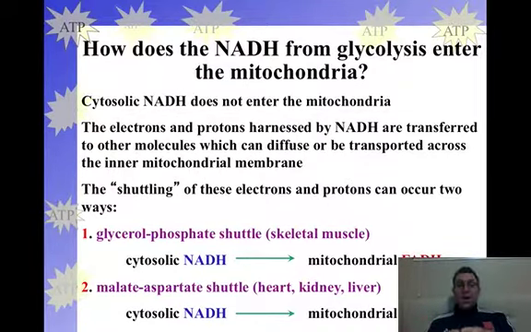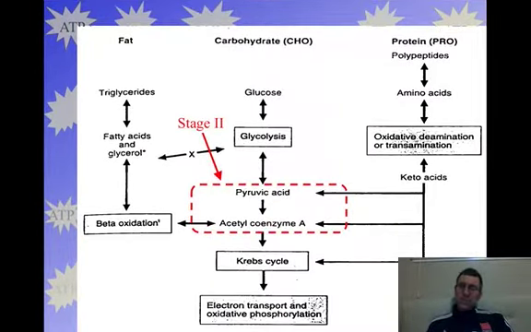The other shuttle is the malate aspartate shuttle, and this exists in the heart, the kidney, and liver. It takes the cytosolic NADH, and when it gets to the mitochondria, it keeps the passengers intact, and they end up in the mitochondria as NADH. So there's really no change in the conformation of those protons that are being shuttled around. Hopefully that makes sense. So two different ways the NADH goes from the cytosol to the mitochondria: glycerol phosphate and malate aspartate. In the skeletal muscle, it's mostly glycerol phosphate.